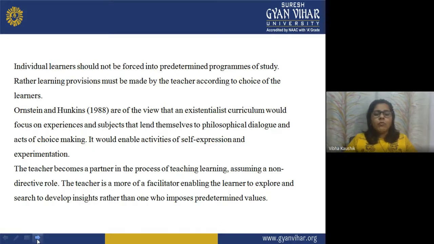Ornstein and Hunkins are of the view that an existentialist curriculum would focus on experiences, the different experiences the learner will get, and subjects that lend themselves to philosophical dialogue and acts of choice making. It would enable activities of self-expression and experimentation for the learner.